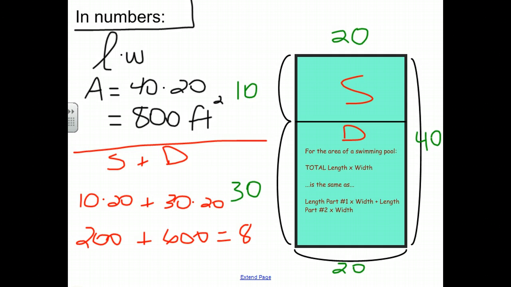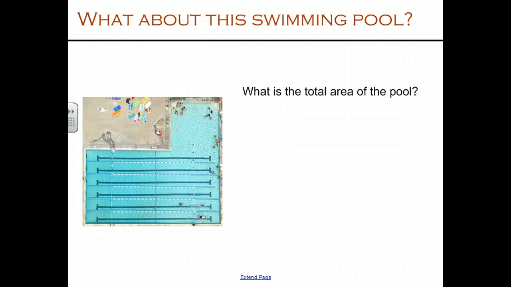And that adds together to be the 800 square feet that we saw earlier. And this is all dependent on the idea that the two sections of the swimming pool, when you add the two smaller areas, as long as they represent the entire swimming pool, will represent the area of the whole swimming pool. And we can see that too with a pool like this.